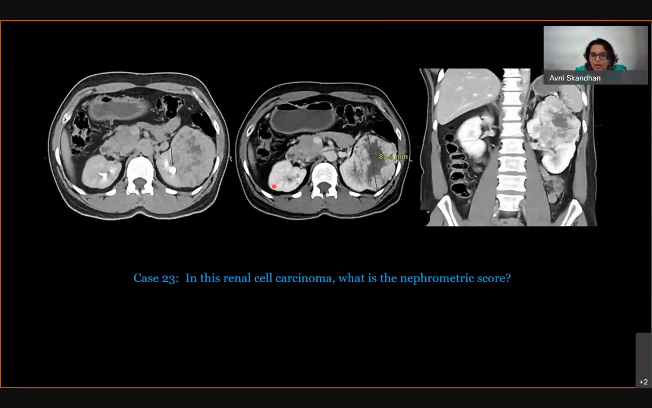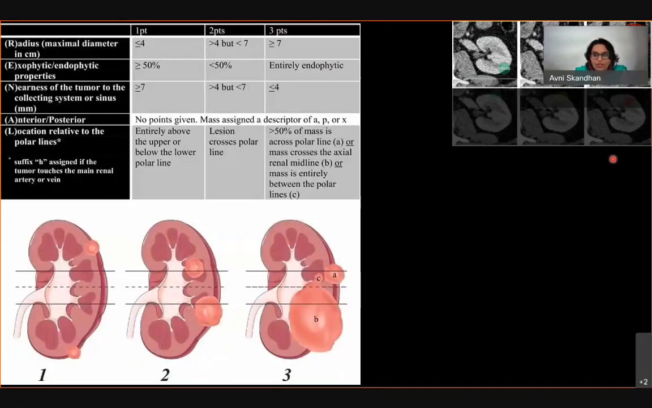It is very obvious that this is the renal cell carcinoma. I want you to tell me what is the nephrometric score. You can see I've given you the pointers are also there. This is the measurement. It's around 8.5 centimeters. This is the coronal images showing you the relation with the polar lines. Its relation to the excretory system. It's all there here. Okay, I'll just jump to the next slides so that we can rush through.